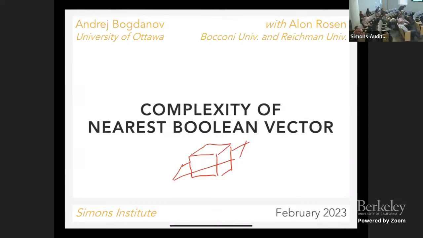I'm going to be talking about joint work with Alon Rosen, and it's not very much of a meta talk, but it does relate to average case complexity and a bit of cryptography perhaps.